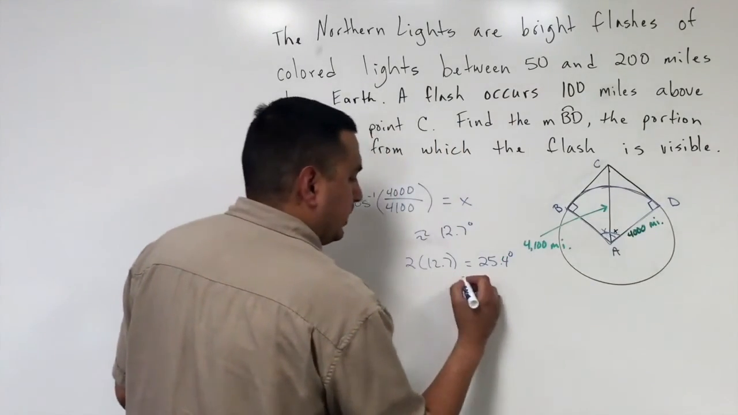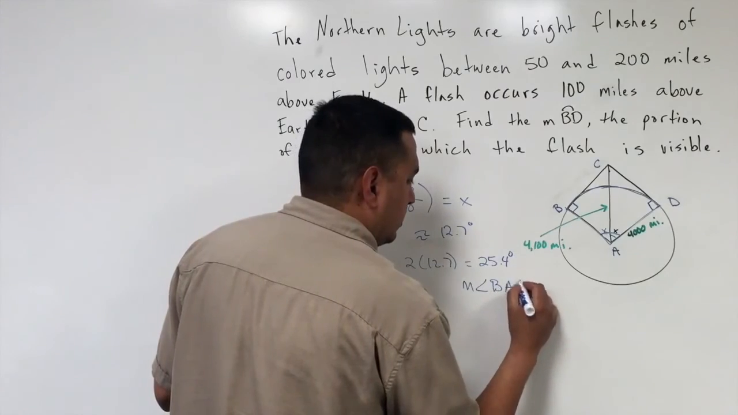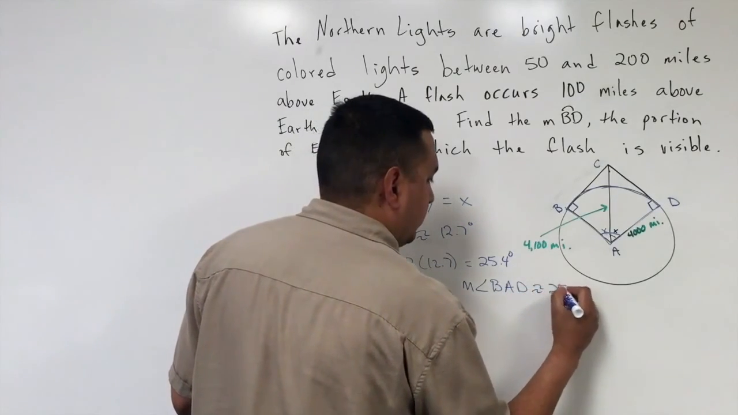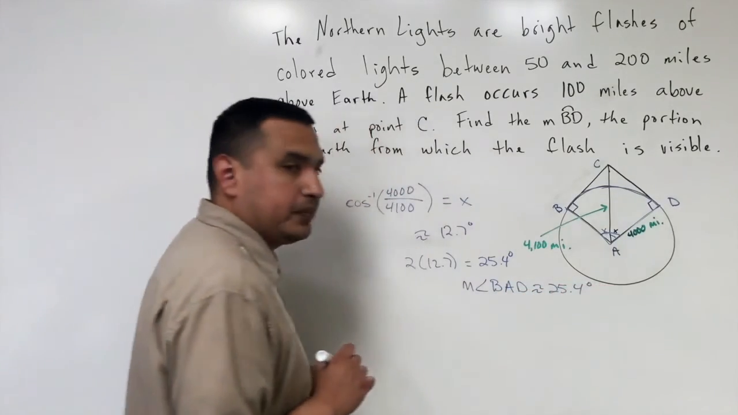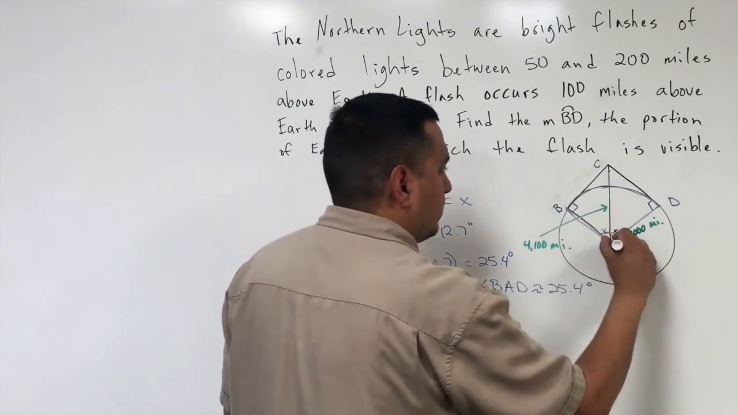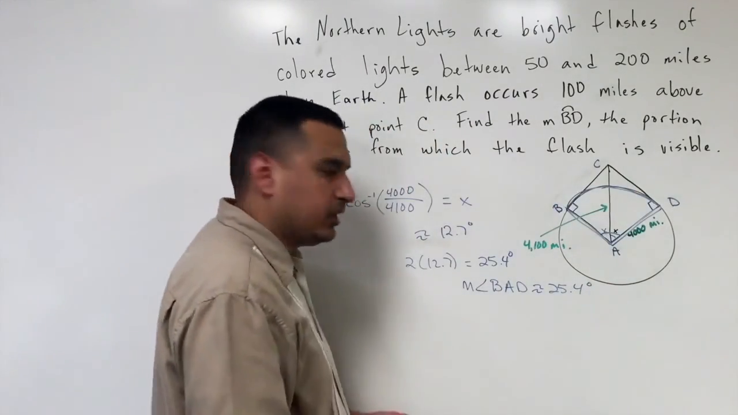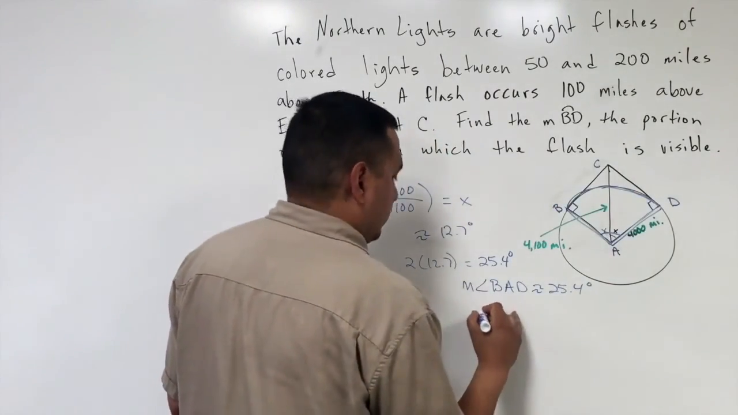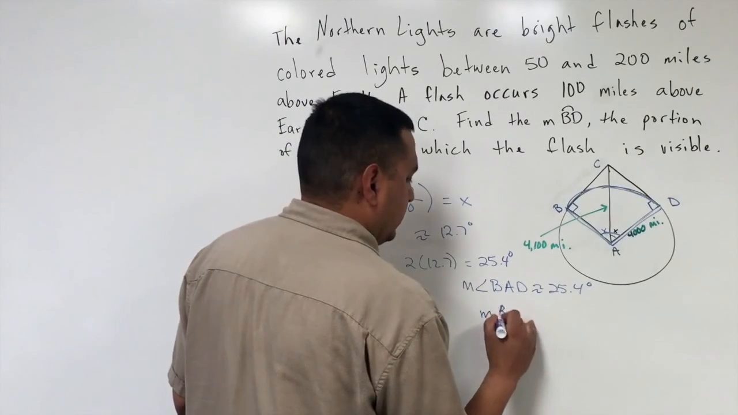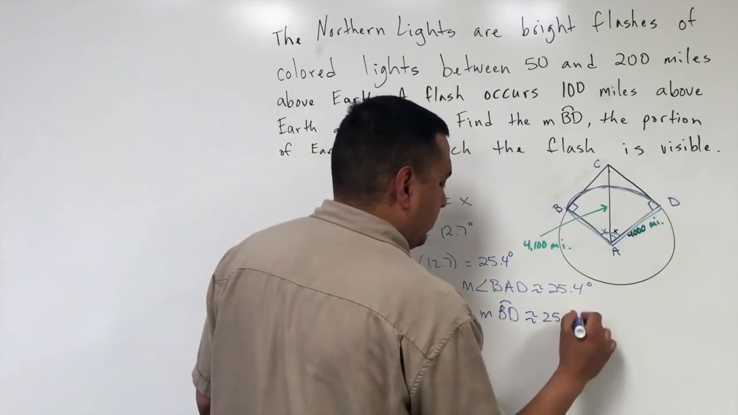So the measure of angle BAD is about 25.4 degrees. And since this is a central angle, that tells me that the intercepted arc is the same measurement. So the measure of arc BD is also about 25.4 degrees.